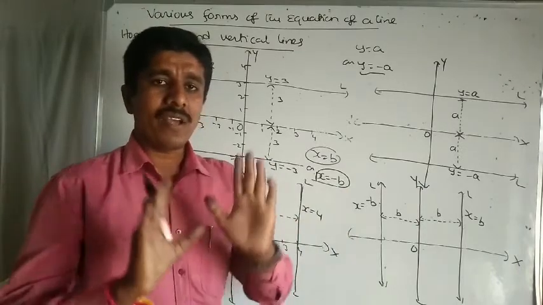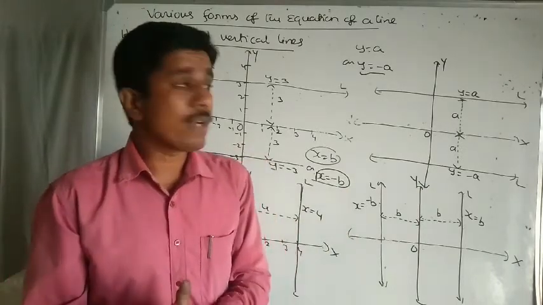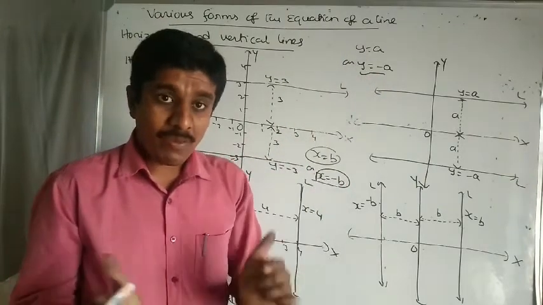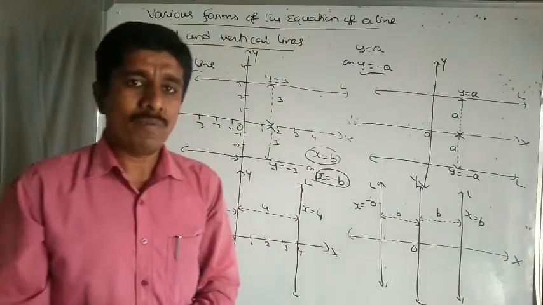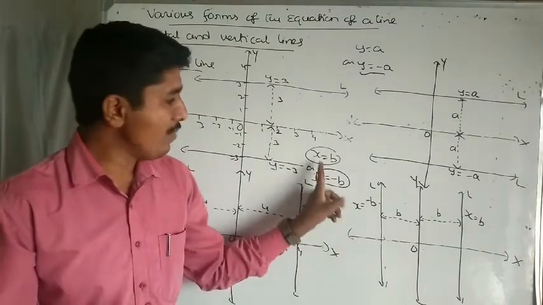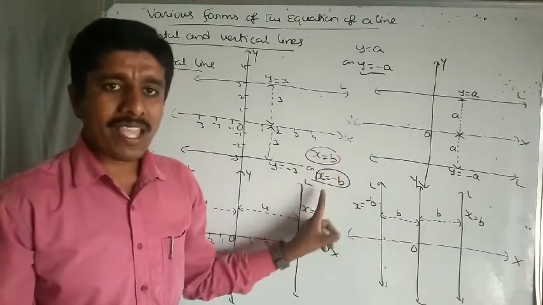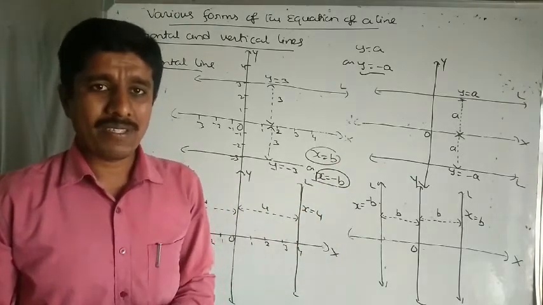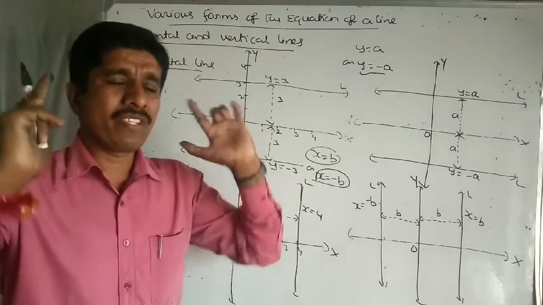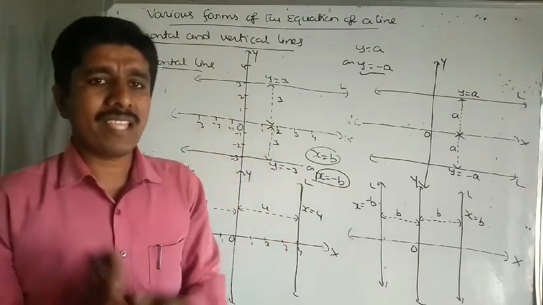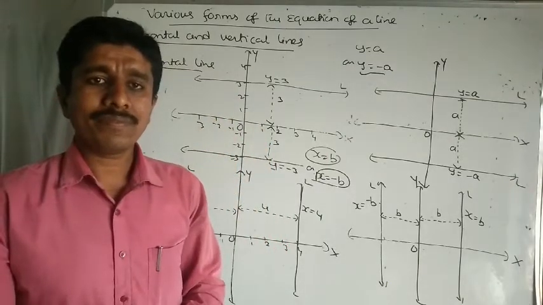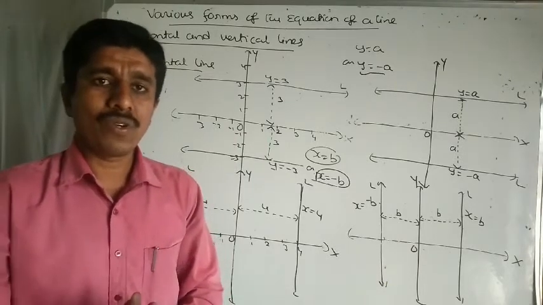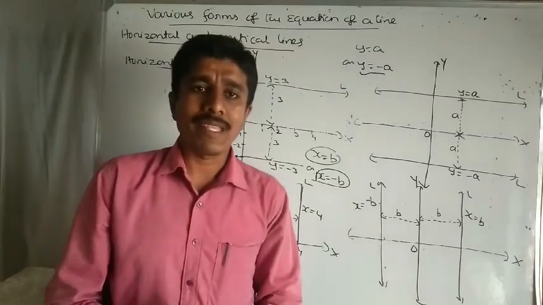This means the equation of any horizontal line is of the form y equal to plus A or y equal to minus A, and the equation of any vertical line is of the form x equal to plus B or x equal to minus B. Very important basic concepts. Remember that the equation of a horizontal line means y equal to plus A or y equal to minus A, and the equation of any vertical line means x equal to plus B or x equal to minus B. Very important basic concepts.